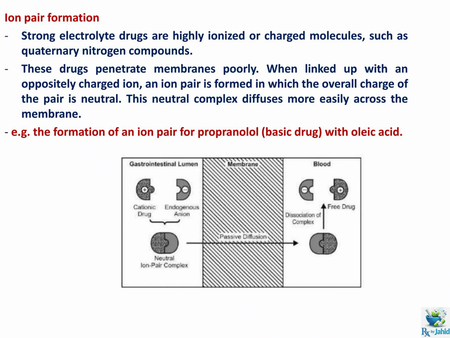So strong electrolyte drugs are highly ionized or charged molecules such as quaternary nitrogen compounds. These drugs penetrate membrane poorly when linked up with an oppositely charged ion. An ion pair is formed in which the overall charge of the pair is neutral. These neutral complexes diffuse more easily across the membrane. So the formation of an ion pair of propranolol, this is a basic drug. There is a positive charged ion drug.